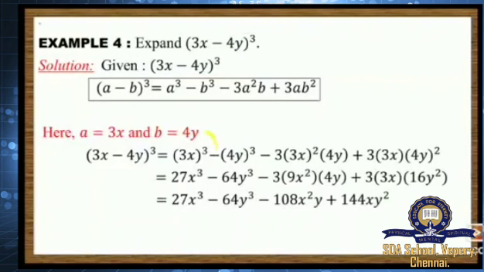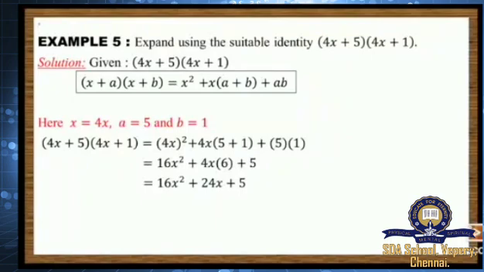So if you apply cube and the square terms inside the bracket, you will get 27x cube minus 64y cube minus 3 into 9x square into 4y plus 3 into 3x into 16y square. So if you multiply and solve this expression, you will get 27x cube minus 64y cube minus 108x square y plus 144xy square.